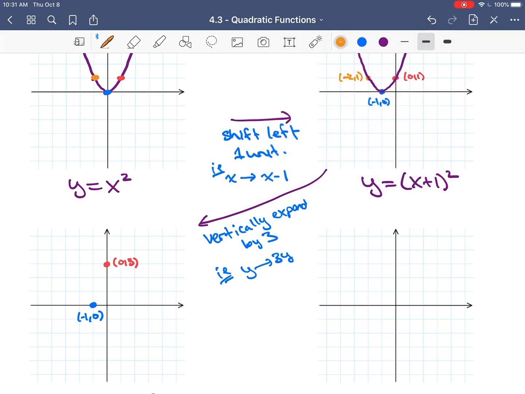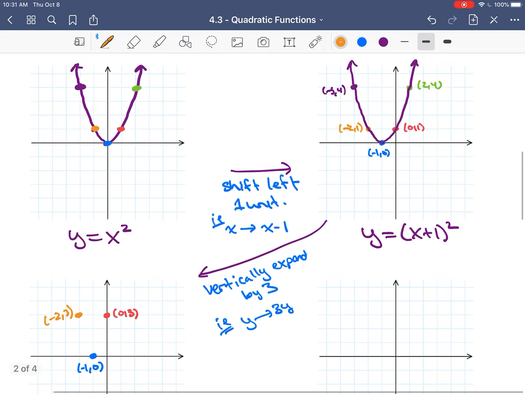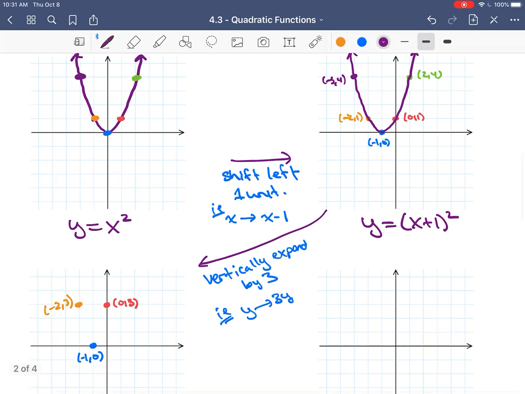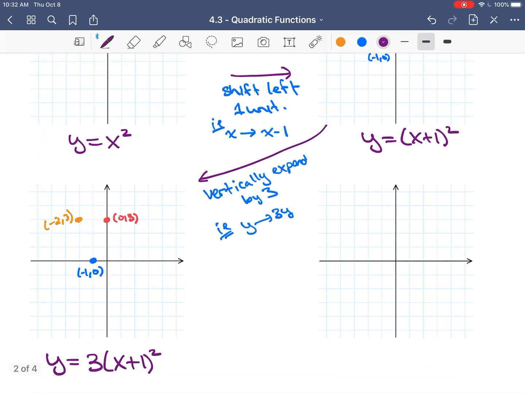The orange one's going to be at negative 2, 3. And the other ones are going to be off the grid because they're going to be 12 high. So the y value is going to be 12 there. They're way too high to plot. So this is going to be really, really steep and narrow. Okay, so that's our new one.